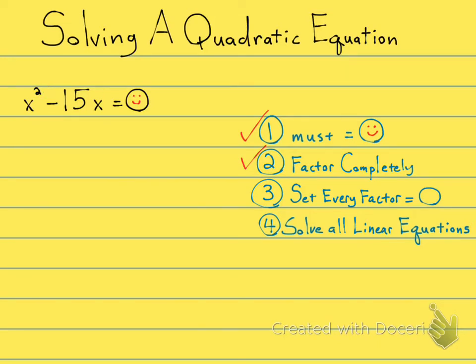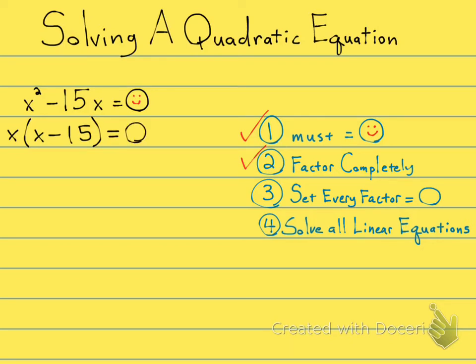Step 2 is GCF, greatest common factor. Does this one have a greatest common factor? Yes, it does. If I look at these two terms, they both contain an x. So I need to take that x out, okay? I need to divide that x out. When I divide it out, I will be left with x minus 15.